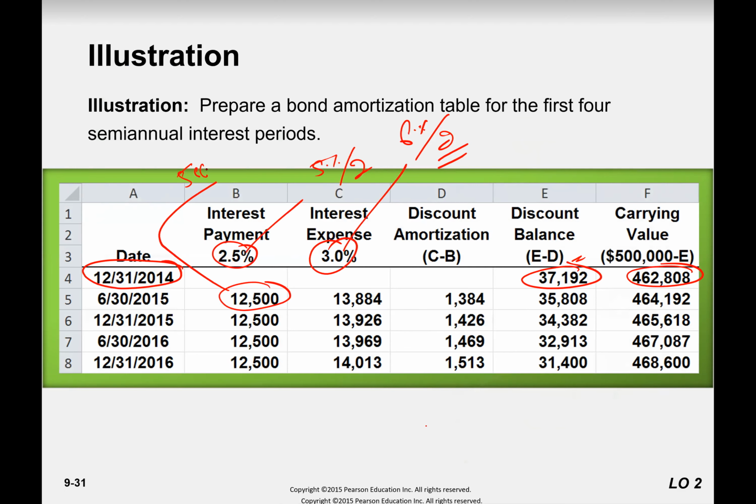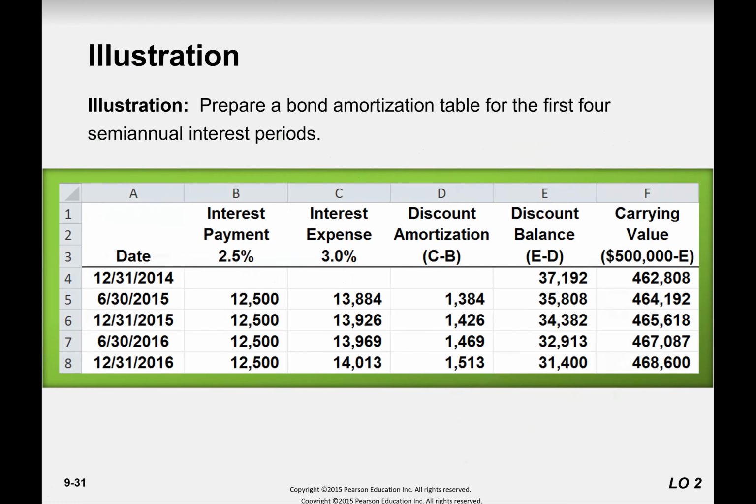So this 12,500 is coming from the 500,000 face value, while this 13,884 is based on the bond value, which is 462,808. The interest expense is based on the market values, the preceding market values, but contractual obligations are fixed. So please compare your answer with this solution, and please write to us if you have any questions regarding this illustration.